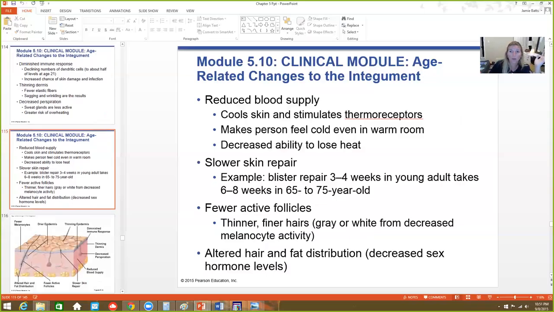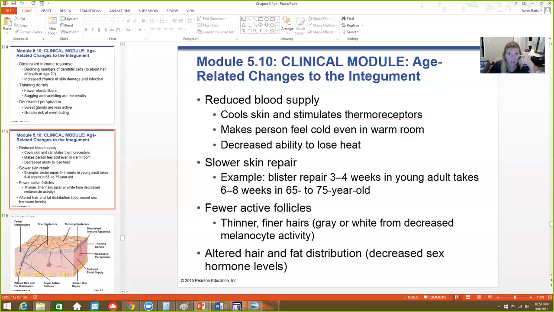How many of you know an old person that's cold all the time? Probably all of us. And your body has a decreased ability to lose heat, so you're more likely to overheat. So again, thermoregulation is a huge, tricky thing with elderly. You have slower skin repair. Instead of 3 to 4 weeks, it could take 6 to 8 weeks for the same injury.